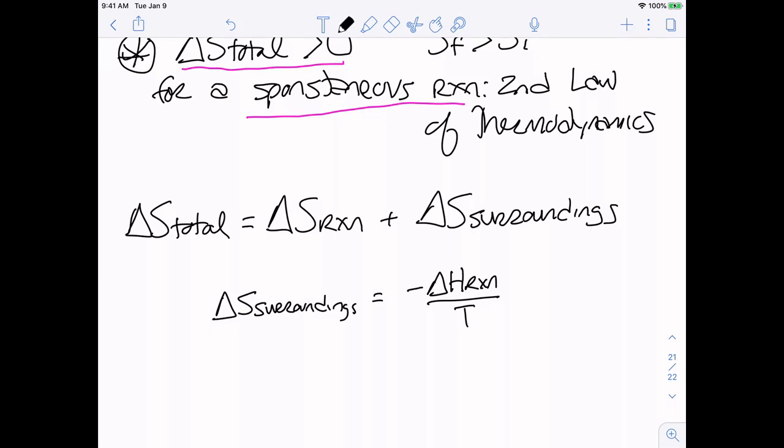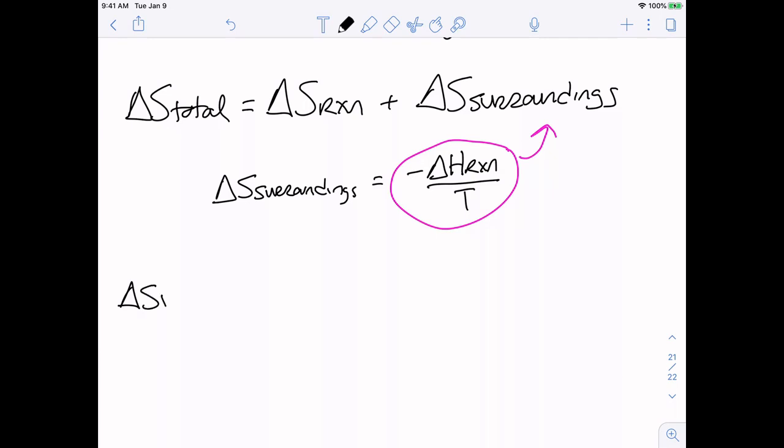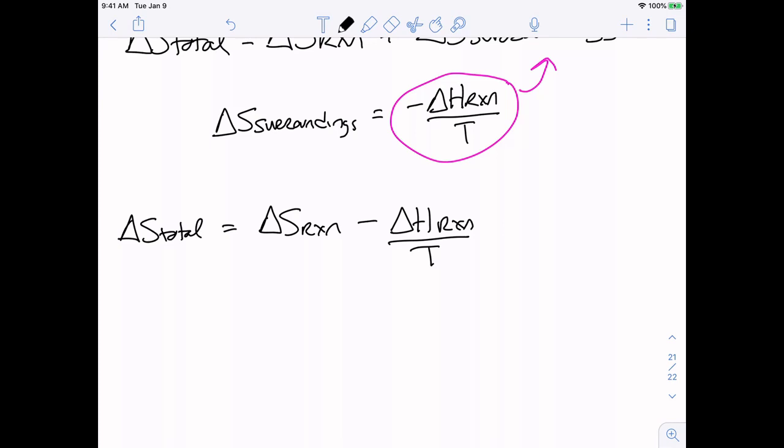Remember, as the temperature of a substance increases, so does its randomness. So if we put a negative sign in front of my enthalpy change in my reaction, that correlates to the entropy change of my surroundings. And then we also divided it by T to come up with that equation. So I'm just going to do a substitution here. Substituting this in for that, I get that delta S total is equal to delta S of my reaction minus delta H of my reaction divided by temperature. And I'm going to manipulate this a little bit, and I'm just going to rewrite it. I'm going to swap those two.